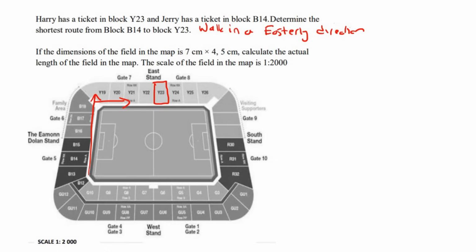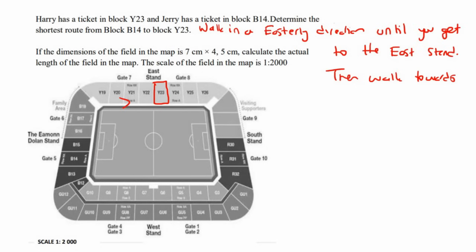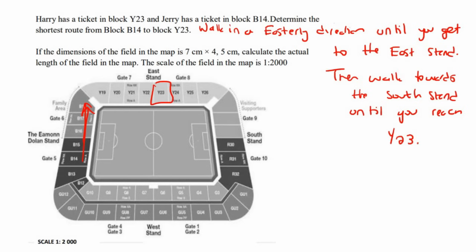So walk in an easterly direction until you get to, so where would you get to? You would get to the east stand. We can just say the east stand. Then walk towards the south stand. So you walk in an easterly direction until you get to the east stand, and then once you get there, you would turn and walk towards the south stand until you reach, where are we going again? Y23.